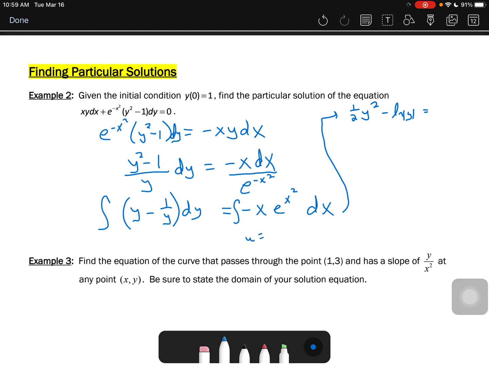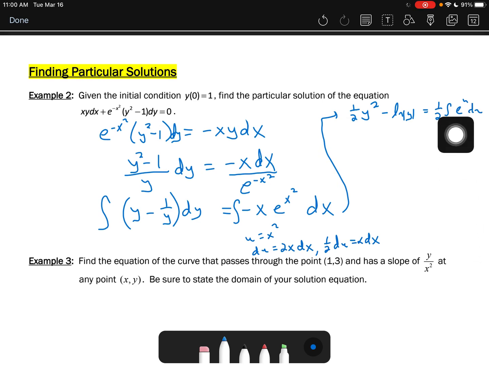So if I let, for this part, u equal x squared, then du would equal 2x dx, and 1/2 du would equal to x dx. Okay, so on the right side, I can rewrite this as, I'll pull that negative out, and I'll pull the 1/2 out, and then I would just have e to the u du. Okay, so 1/2 integral of e to the u du. Okay, and that should be pretty easy to integrate. Okay, antiderivative of e to the u is just e to the u, so that's pretty straightforward.